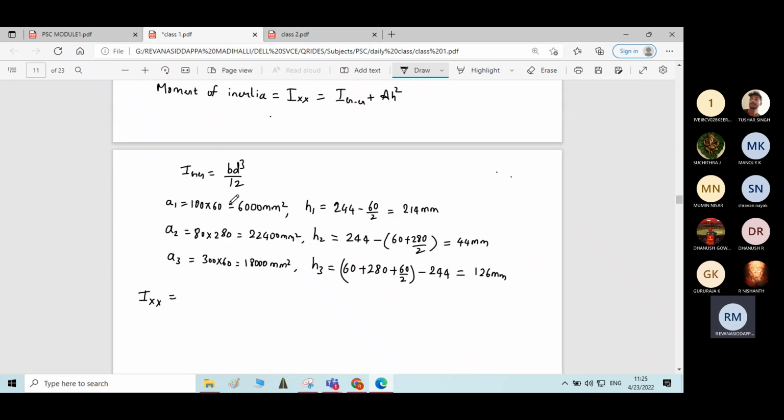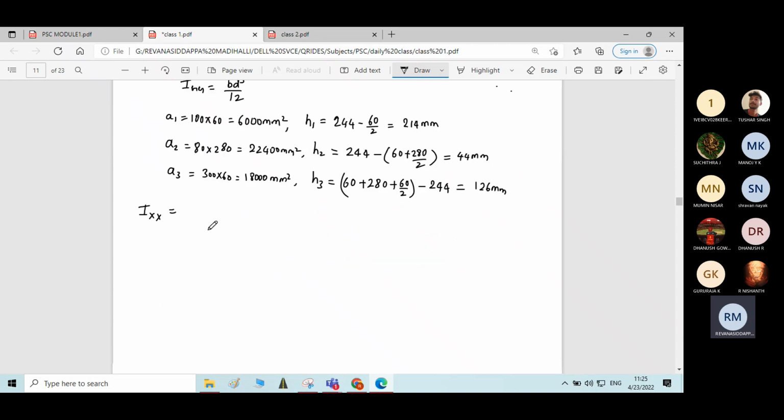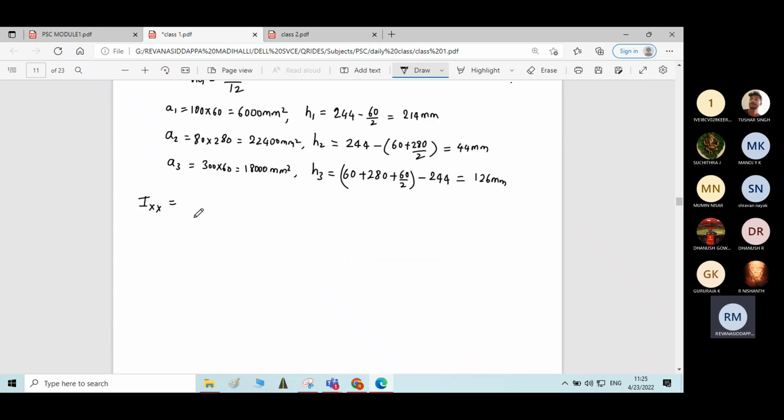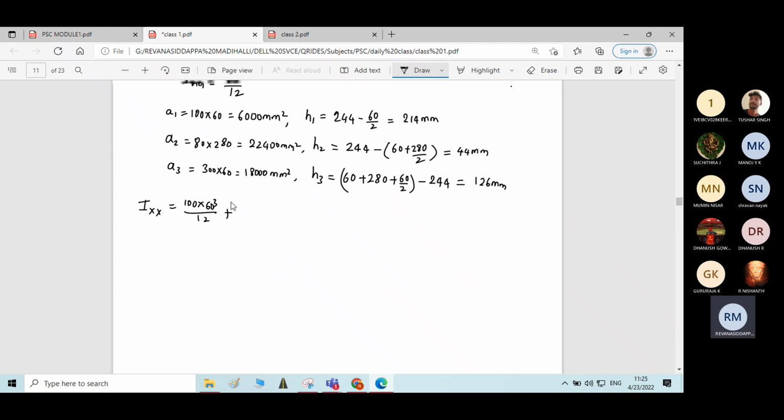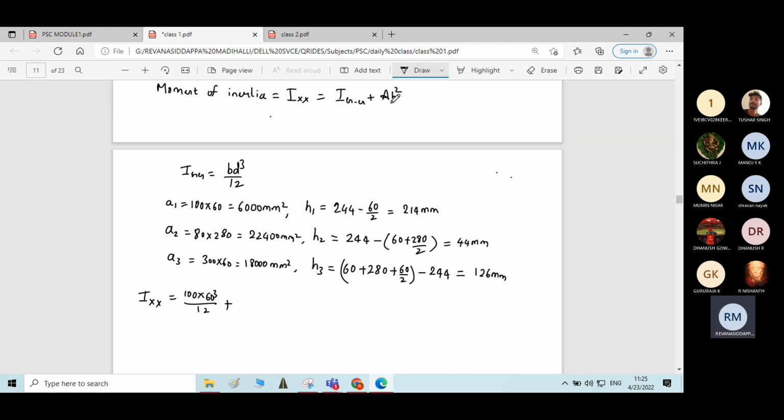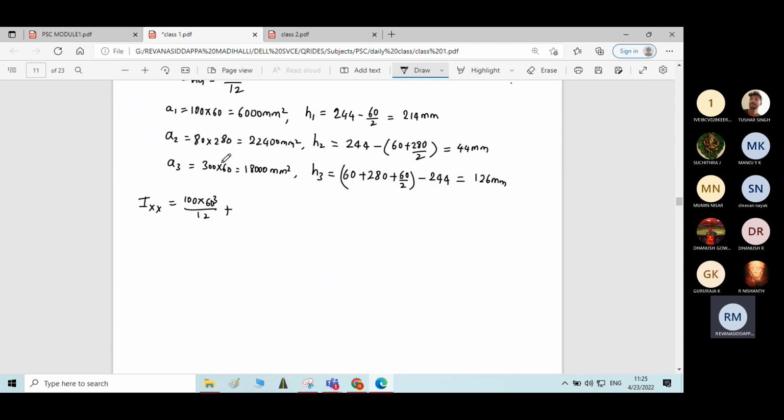So the moment of inertia of a rectangle is BD cube by 12. For rectangle 1, B is 100, depth is 60. So 100 into 60 cube by 12 plus A H bar square. A1 H1 square is there, no? A1 is 6,000, so 6,000 into 214 square. For rectangle 1, it is over.